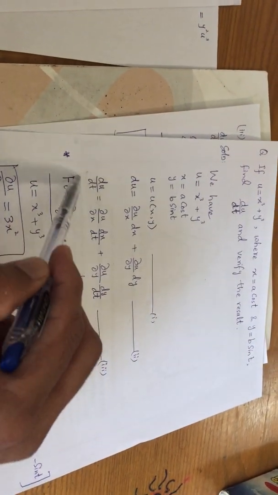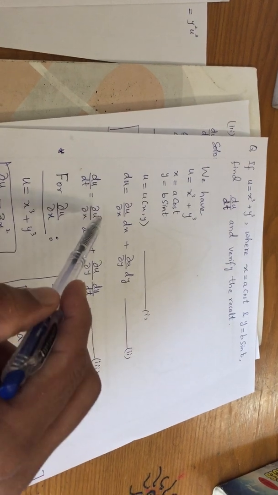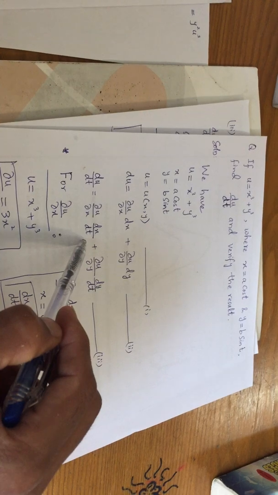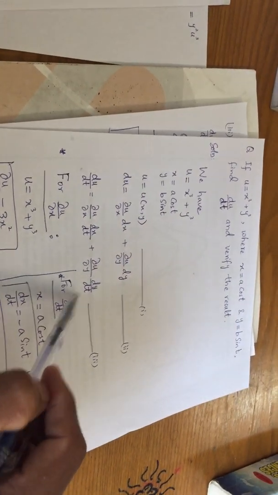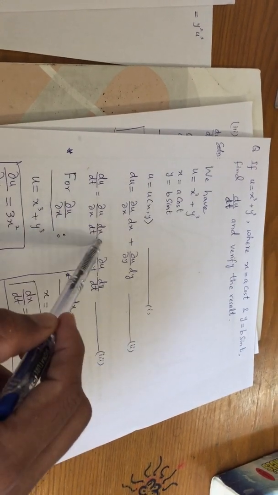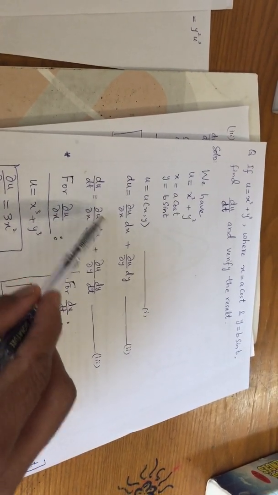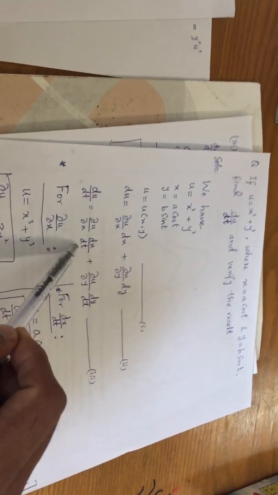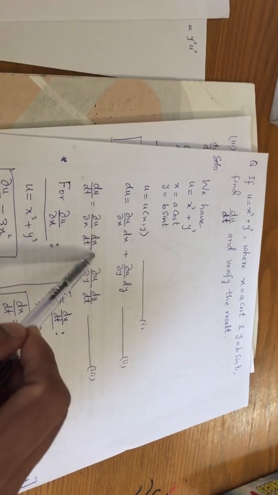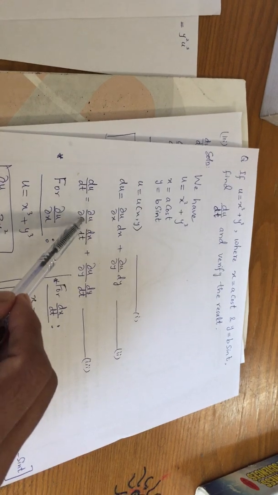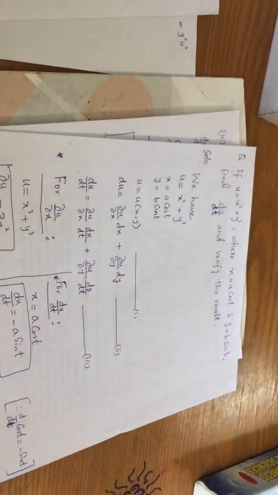So for du/dt, we have to compute first ∂u/∂x, ∂u/∂y, then dx/dt, dy/dt. It's different. ∂u/∂x and dx/dt are different. One is a partial derivative, this is a total derivative. If we're taking the derivative with respect to t, x and y are also treated as variables, but in a partial derivative, if we are taking the derivative with respect to x only, y is treated like a constant.